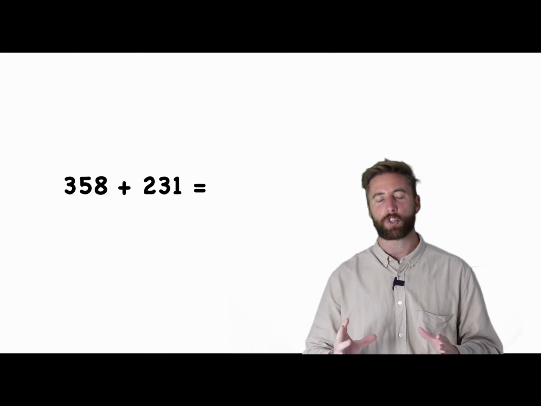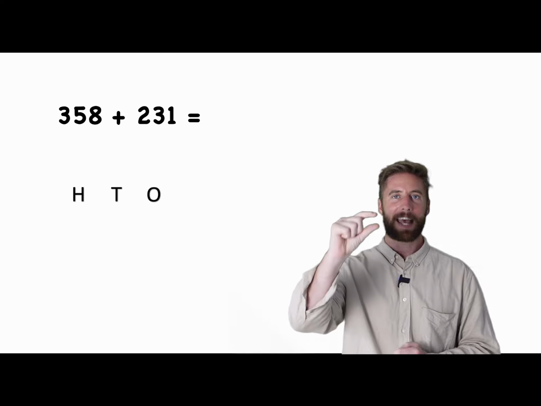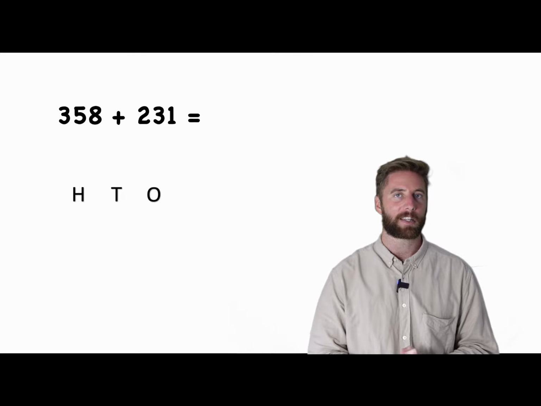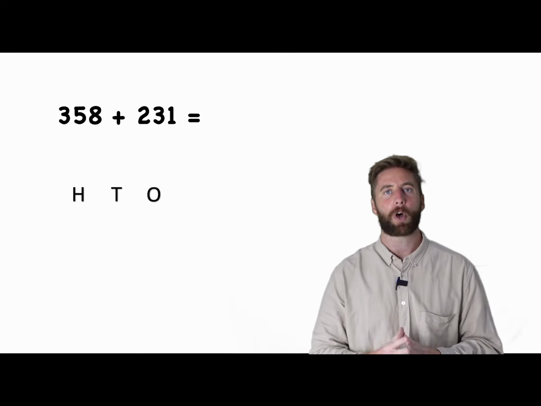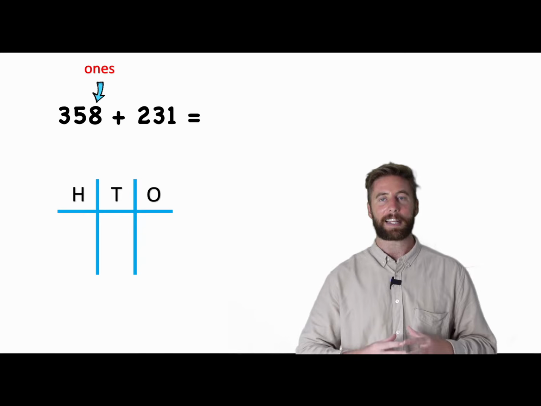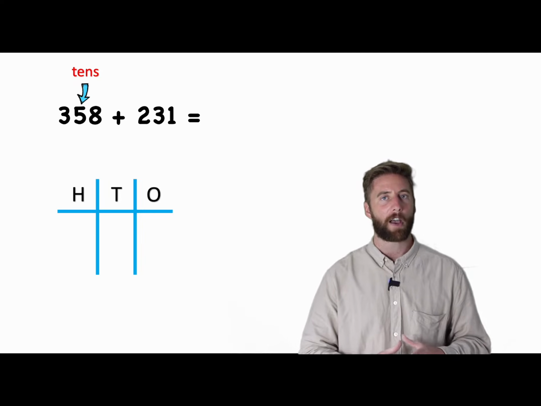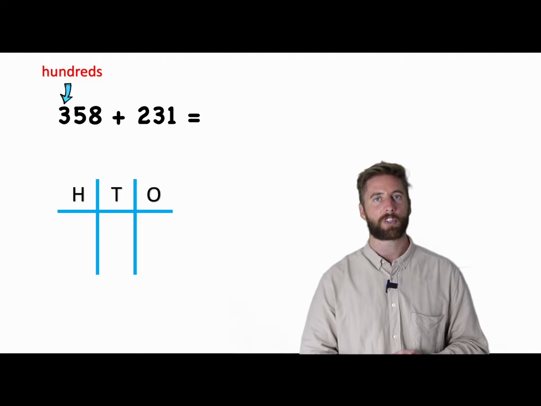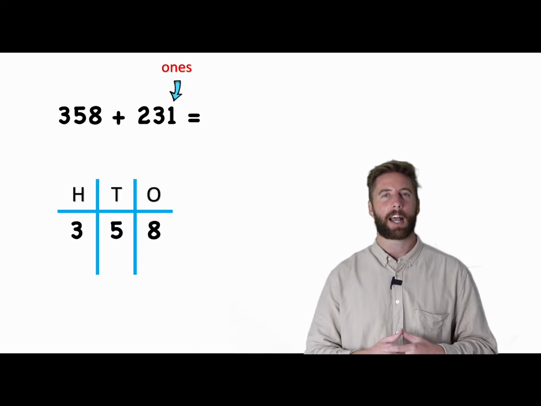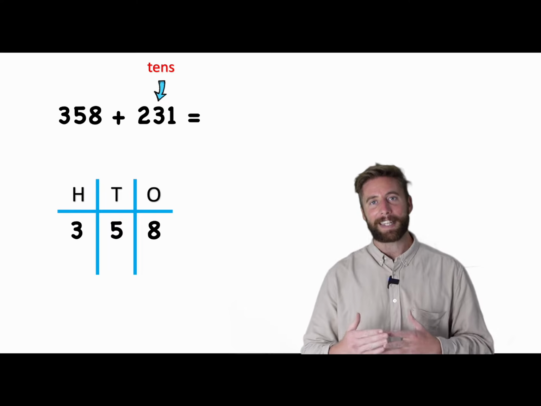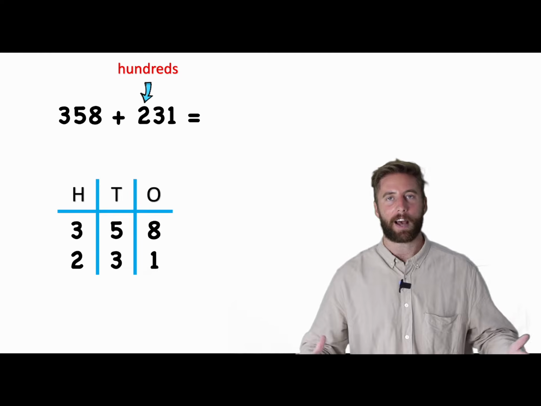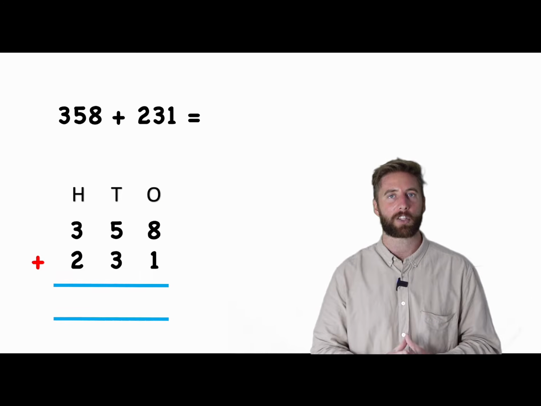So the first thing I want to do is put out my ones, tens, and hundreds. By doing this, it helps me put my numbers into their correct column. Which we've done that, we can put our numbers into the correct place. So looking at my 358, I can see I have 8 ones, 5 tens, and 3 hundreds. So I can put those in the right places. And then looking at my 231, I can see I have 1 one, 3 tens, and 2 hundreds. Now, where to begin? I've set my work up, now I can start to answer it.